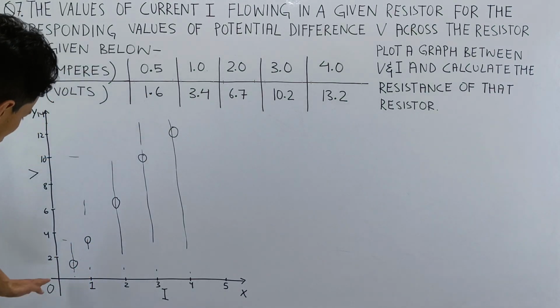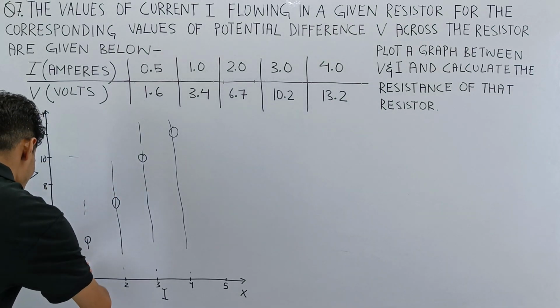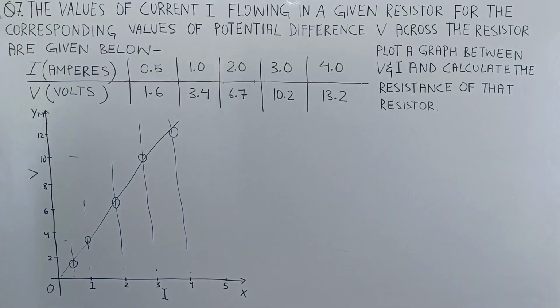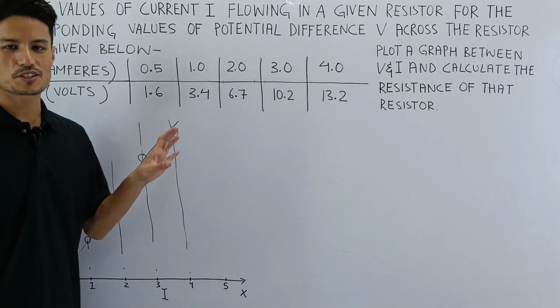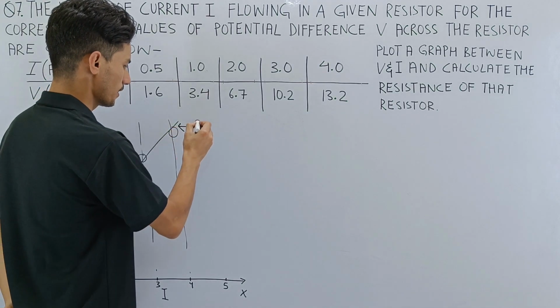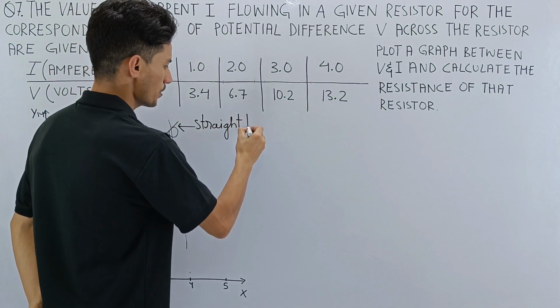Will we get a straight line? What do you say? Yes, we will be getting a straight line. A rough estimate, and we will be getting a straight line, like this now. If you draw this on actual graph paper, you will get a perfectly straight line. So this is a straight line. We are supposed to get a straight line.